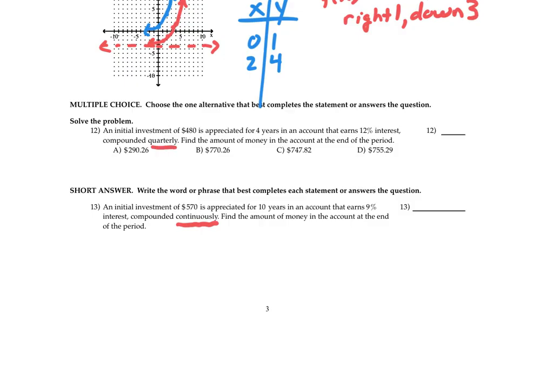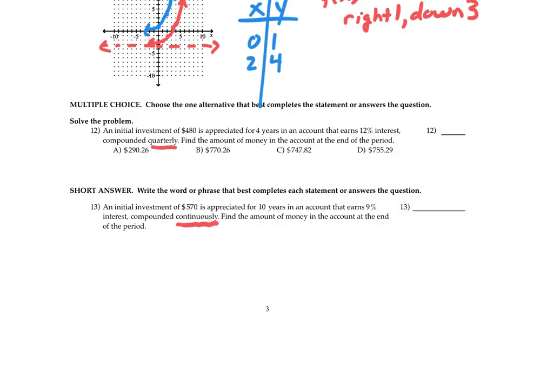If it says quarterly, then I'll use the other one with the N. Just make sure you know what each one of the variables represents. Okay, I'll have the formulas, but I'm not going to have what R is, what N is, what T is, and all of that. You need to know what each one of those represents and stands for.